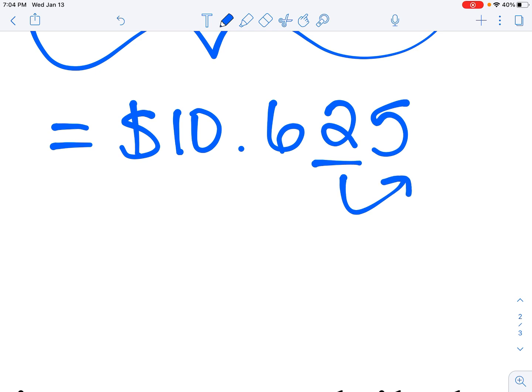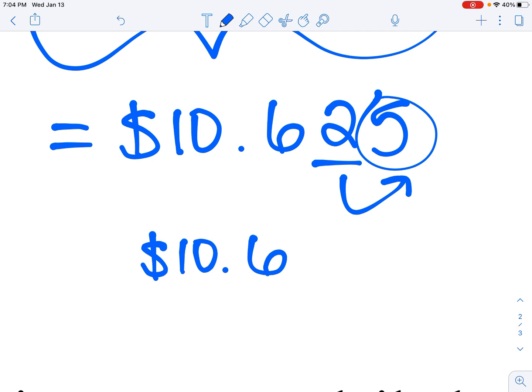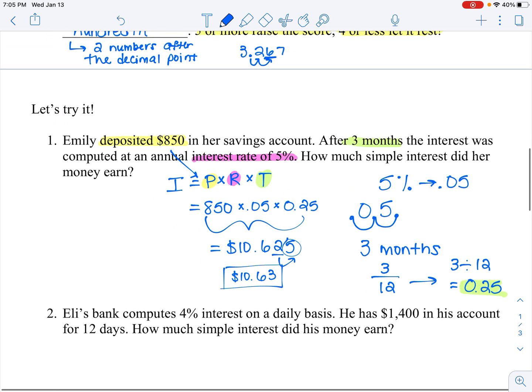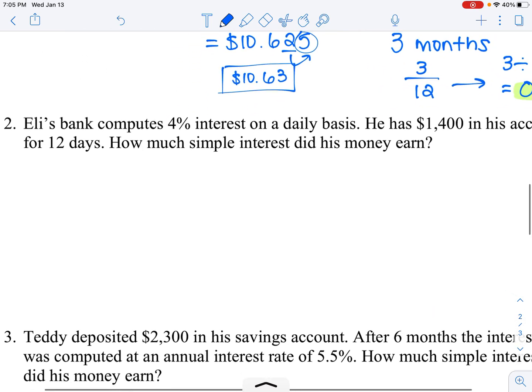Next door neighbor is a 5. So if 5 or more, raise the score. Since it's 5, we have to raise the score. That means that number that I underlined, that 2, has to raise to a 3, and we are done with that number. Okay, there we go. We got through it.